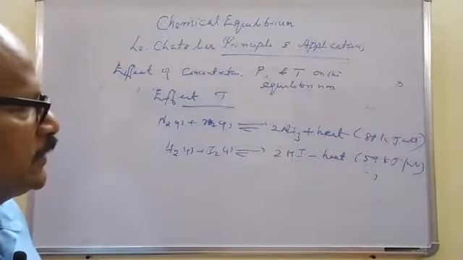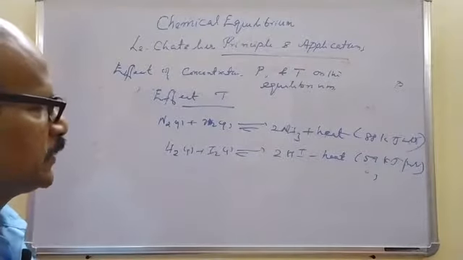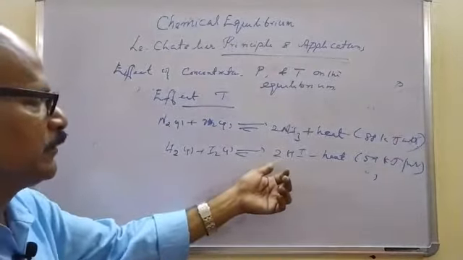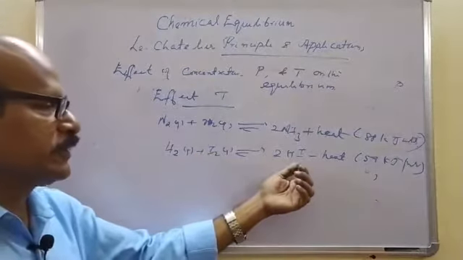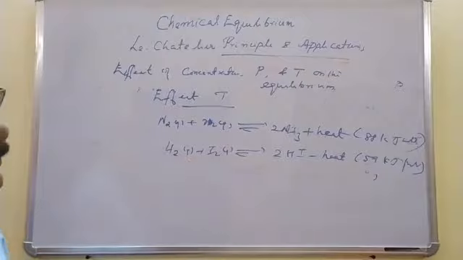But on the other hand, decrease of temperature, what happens? Then the backward reaction is endothermic. So decrease of temperature will favor the decomposition of HI. Backward reaction is exothermic ആയതുകൊണ്ട്.